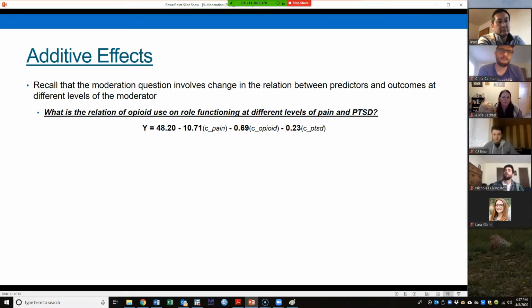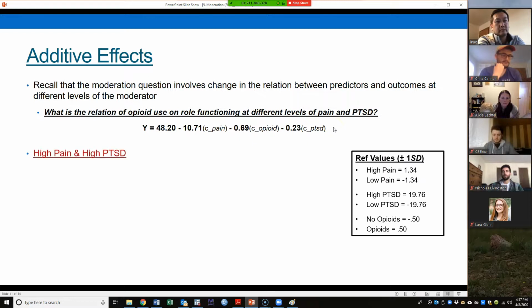Okay, so this is just getting to Sean's point. We'll finish up with that, right? So again, with our additive model, we're asking whether or not there's a change in the relation between predictors and outcomes at different levels of our moderator. And so my question is, what's the relation of opiate use on role functioning at different levels of pain and PTSD? So here is my additive model.